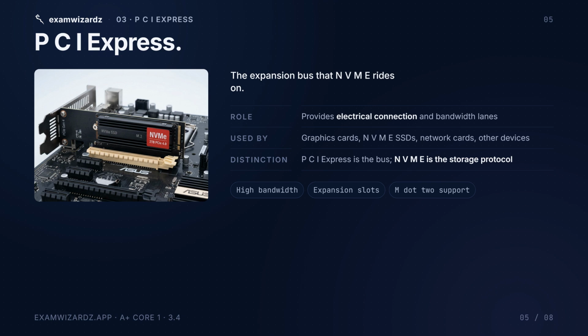In practice, you'll see PCI Express-based SSDs in two places: M.2 slots that support PCI Express storage, often used for NVMe drives, and full-size PCI Express expansion slots using an NVMe add-in card or an adapter that holds an M.2 NVMe drive. Keep lane talk simple for the exam. More PCI Express lanes generally means more bandwidth, but you don't need deep numbers.